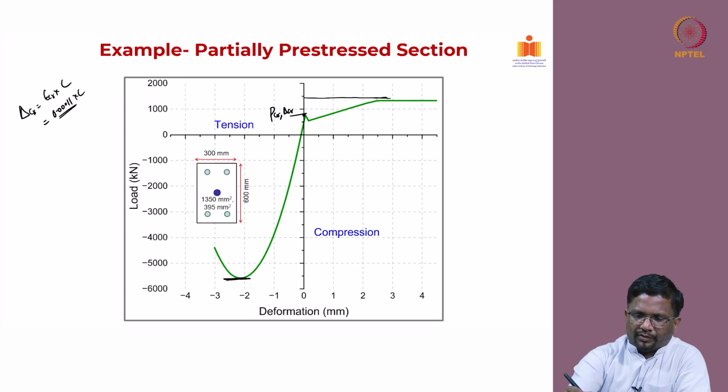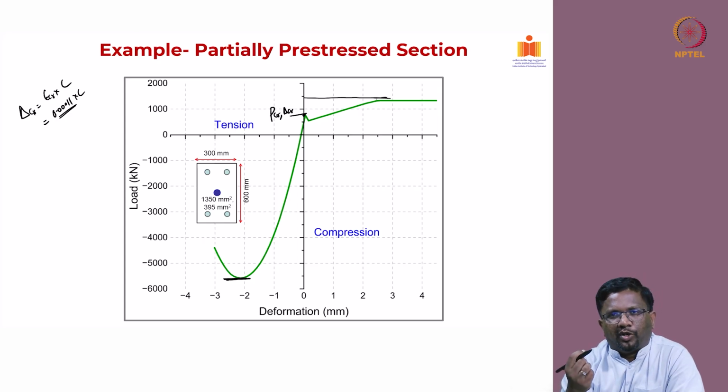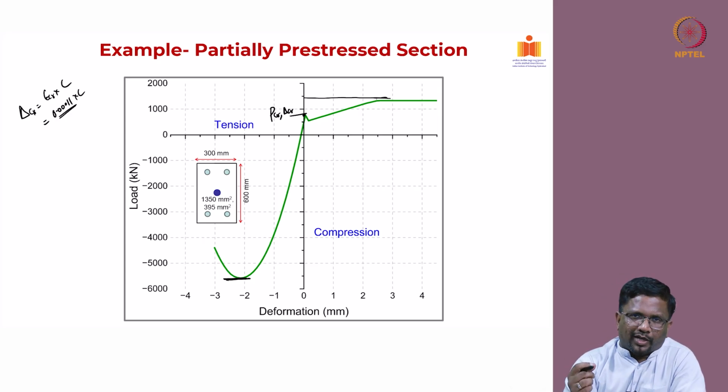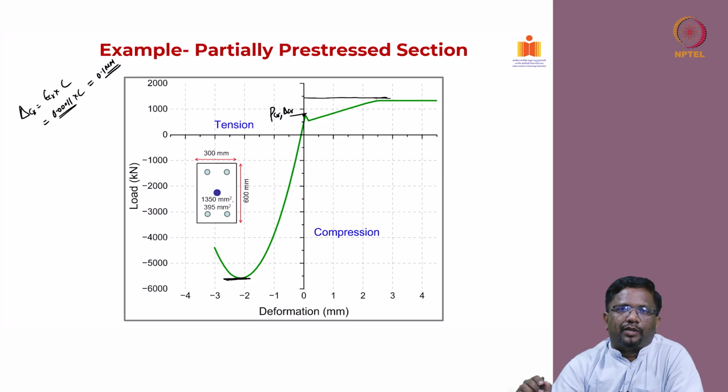You can check this value, right. So, you get your length as roughly about 0.1 millimeter or so. It is a very small deformation at which itself it is going to crack in tension. So, roughly it is going to be 0.1 millimeter. Okay. Right. So, in this way you can generate the entire load deformation curve for partially prestressed section.